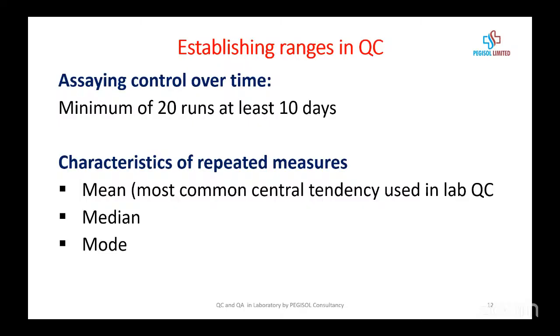When you want to establish the range in QC, especially in quantitative testing, you have to run a minimum of 20 samples, at least for 10 days. Now, you find the mean, the median, the mode. This is for quantitative testing, please.